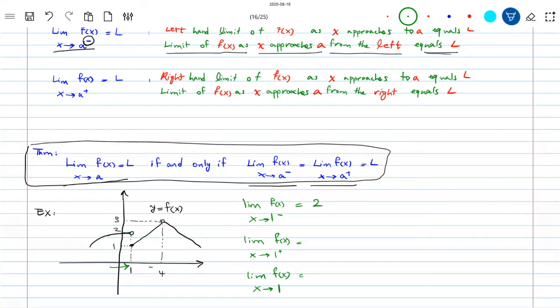Approaching 1 from right hand side, start on the curve and move toward that. What is the y value? The y value is approaching 1. So what is the total limit? Again, the left and right, if they do not match, I can simply say this doesn't exist.